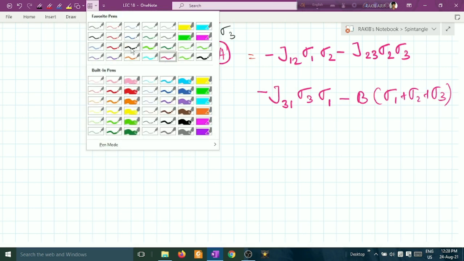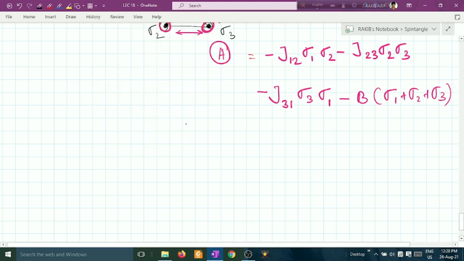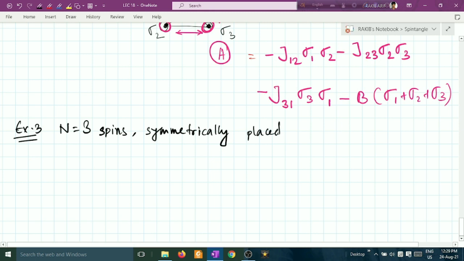Okay, this is example 2. I think example 2 is over. Let's move on to, just wait for a while, let me check this. Example 3. Example 3 is what? N equals 3 spins symmetrically placed on the circumference of a circle.